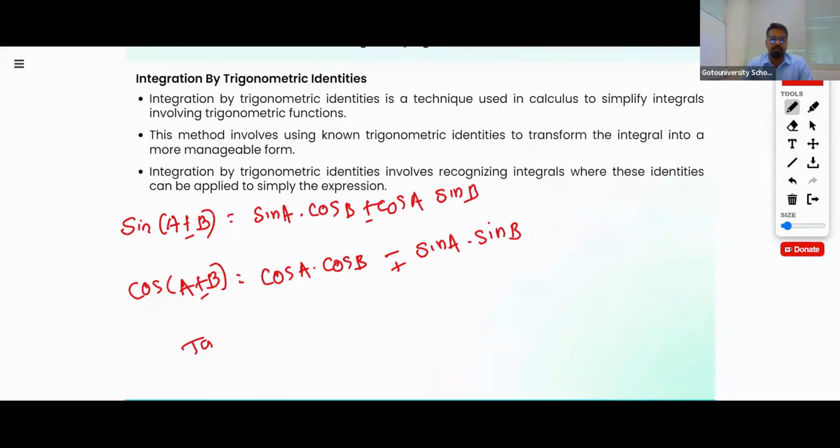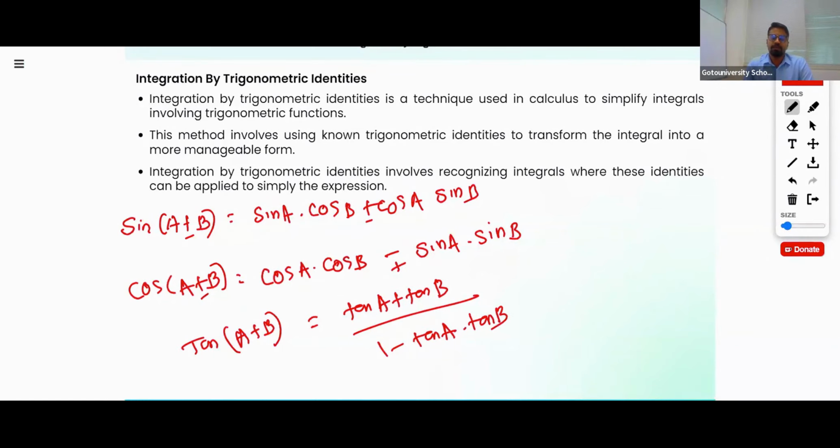Similarly, what is tan of a plus b? Tan of a plus b is tan a plus tan b divided by 1 minus tan a into tan b. So if there is a minus, we'll have minus in the numerator and plus in the denominator. Similarly, you can think about secant, cosecant, and cot. Even if you don't know, we can get it from the basic formula. So by this formula, by replacing a and b by theta, we get the double angle formula: sine 2 theta is 2 sine theta cos theta.